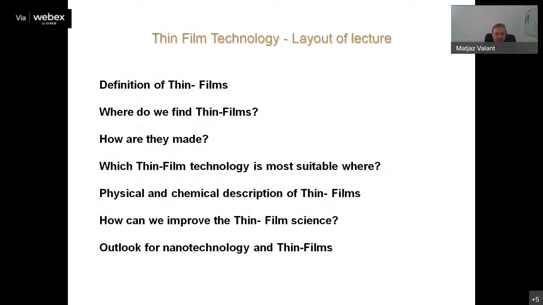So what we're gonna talk about today? First, there is some very specific terminology in the thin film technology. So we will define what thin films are and what all this terminology related to the thin films is. So we will review the applications. So we will see where we find the thin films, and then how they are made. I think I'm gonna focus on that quite a lot. So about the processing technology, then some physical and chemical description of the thin films, and what we have to look at when we are discussing thin film structure and properties. So what is the thin film science really? And if we're gonna have time, I will spend a couple of minutes to discuss with you what is the future of this technology.